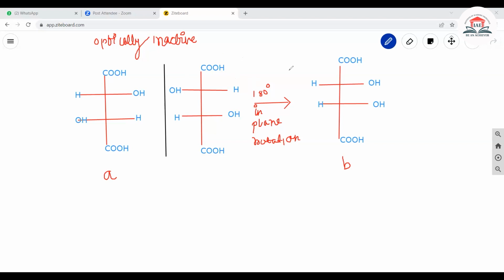So now if you rotate it, just try to imagine, okay? So OH, H, and this H will go to this position now. Hydrogen and OH. Okay. Just check if it's correct, if you understand the 180 degree rotation.